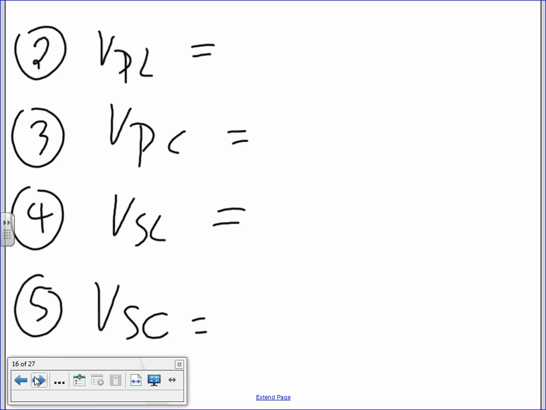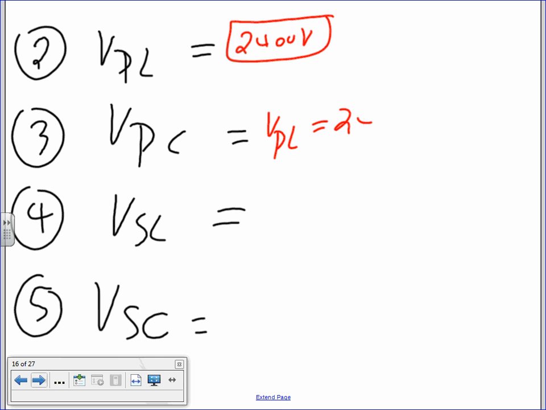Okay, so let's go down. Now we know that. Let's go to V primary line. Let's go fill this information. The primary line voltage is 2400 volt, 2400. Done. V primary coil, same thing. V primary line equal 2400 volt. Done. V secondary line, gentlemen, the line to line is 240 volt on the secondary side.